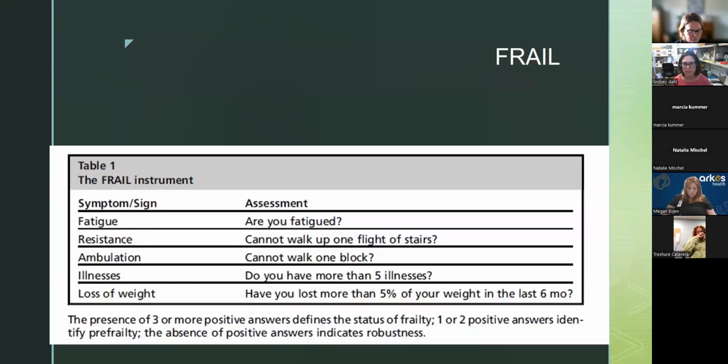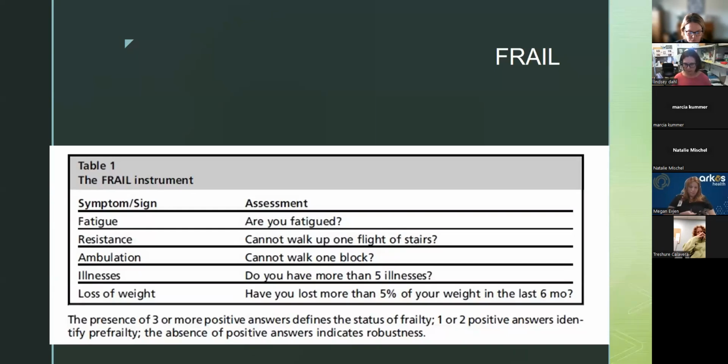So here's the FRAIL scale. St. Louis University's geriatric department has this FRAIL scale, and you can access it on their website. I think it's a good, easy one to use. I'm using it preoperatively. It's a validated tool for frailty, and it's pretty easy, right?